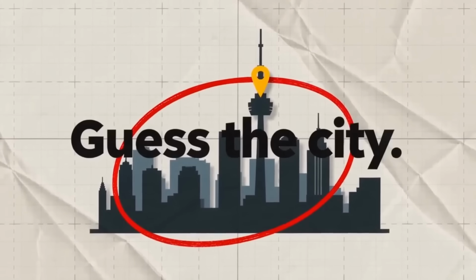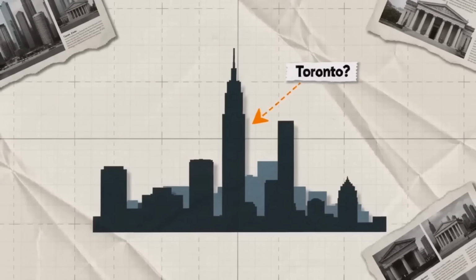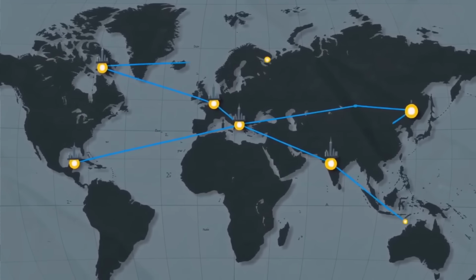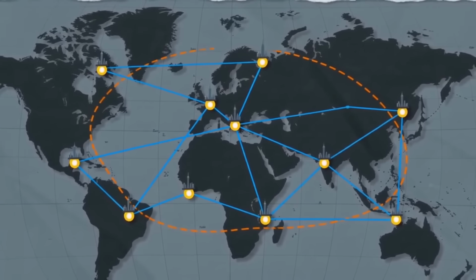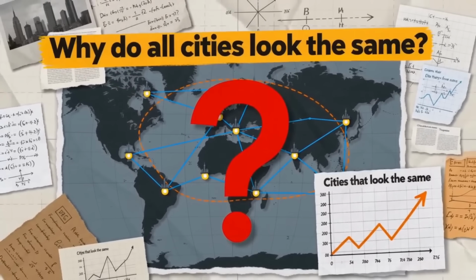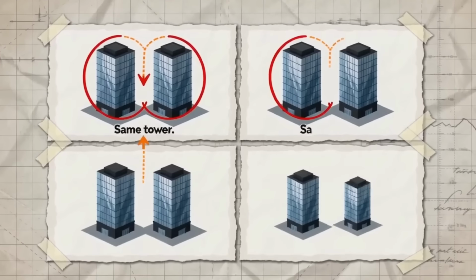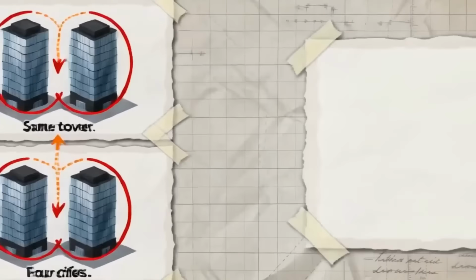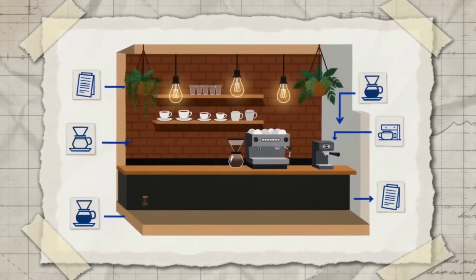Quick, which city is this? Dubai? Toronto? Shanghai? Dubai? Here's the thing, it doesn't really matter. Because more and more cities around the world are starting to look exactly the same, and that's not an accident. Glass towers, beige apartment blocks, that coffee shop with the exposed brick and hanging plants.